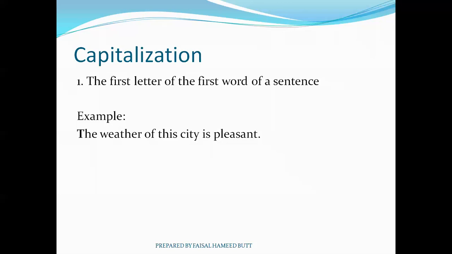If you see, there are other words too, like weather or like city or this, pleasant, is, of. All these are words, but all of them start with small letter. So remember, I repeat, that whenever you're writing a sentence, first letter of the first word will always be written with capital letter. That was our first point.